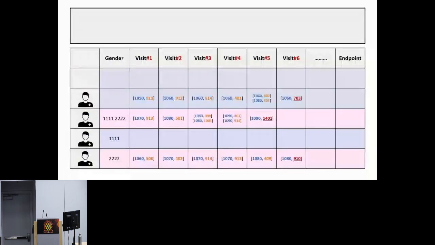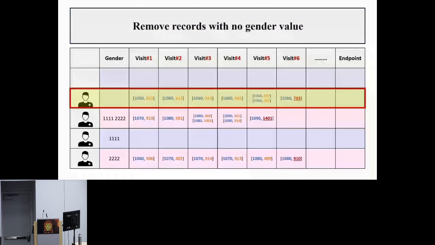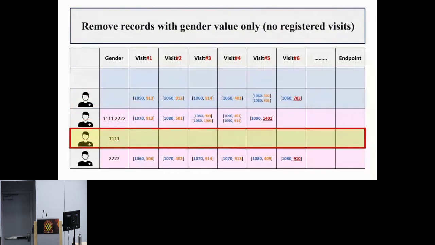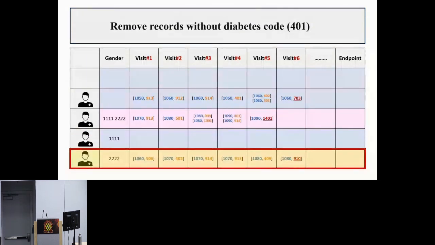First of all, we have performed the following record cleaning process, which involved removing empty records, records with no gender value, records with both gender values, records with a gender value only where there are no registered visits, and records without a diabetes code. All the patients included in this study are diagnosed with diabetes.